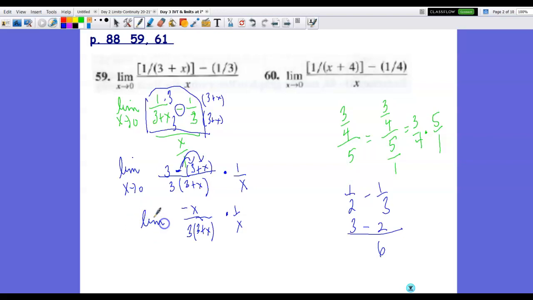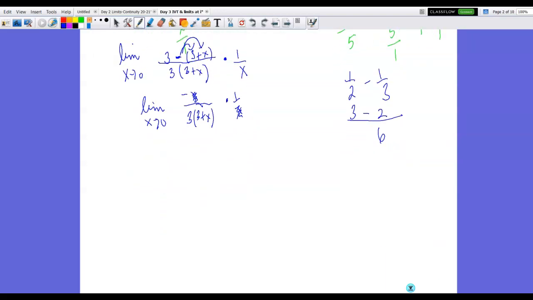And so I still have the limit because I haven't found it yet. X approaches 0. So since I'm multiplying these fractions, I can remove the discontinuity. In other words, those two x's divide each other out. I still haven't found the limit. So I'm keeping the limit because I'm still doing the algebra work. So limit as x approaches 0.